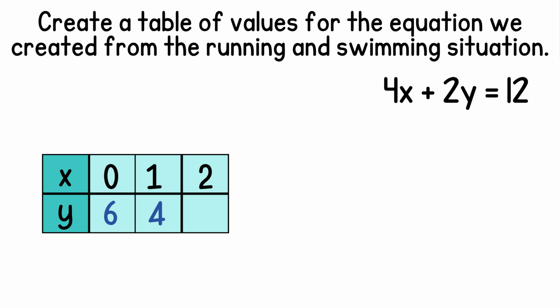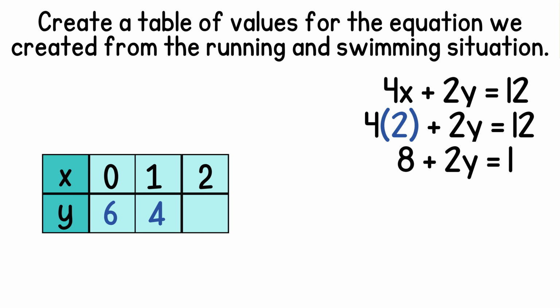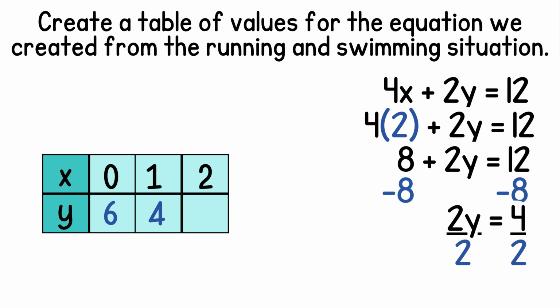Now let's find the value of y when x equals 2. We'll replace x with 2. Multiplying gives us 8 plus 2y equals 12. We'll solve for y by subtracting 8 on both sides, giving us 2y equals 4. Now we'll divide by the coefficient of 2 on both sides. This gives us an answer of y equals 2. So we'll put this in our table, and now our table is completed.